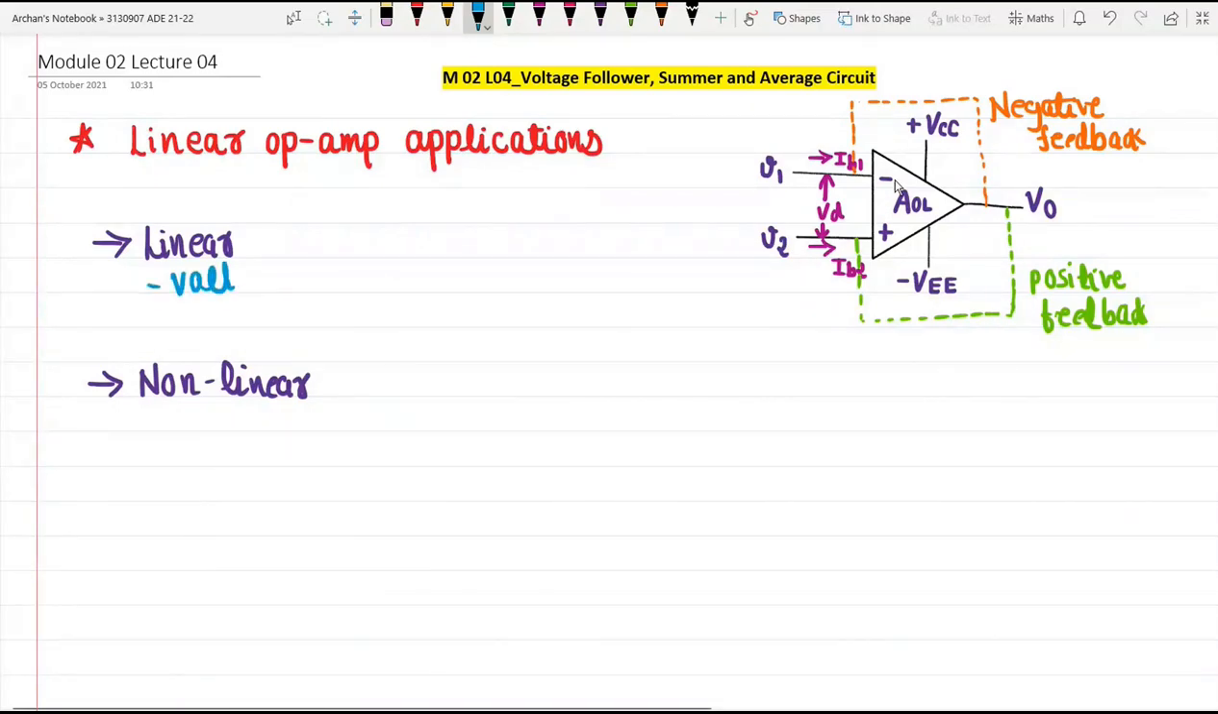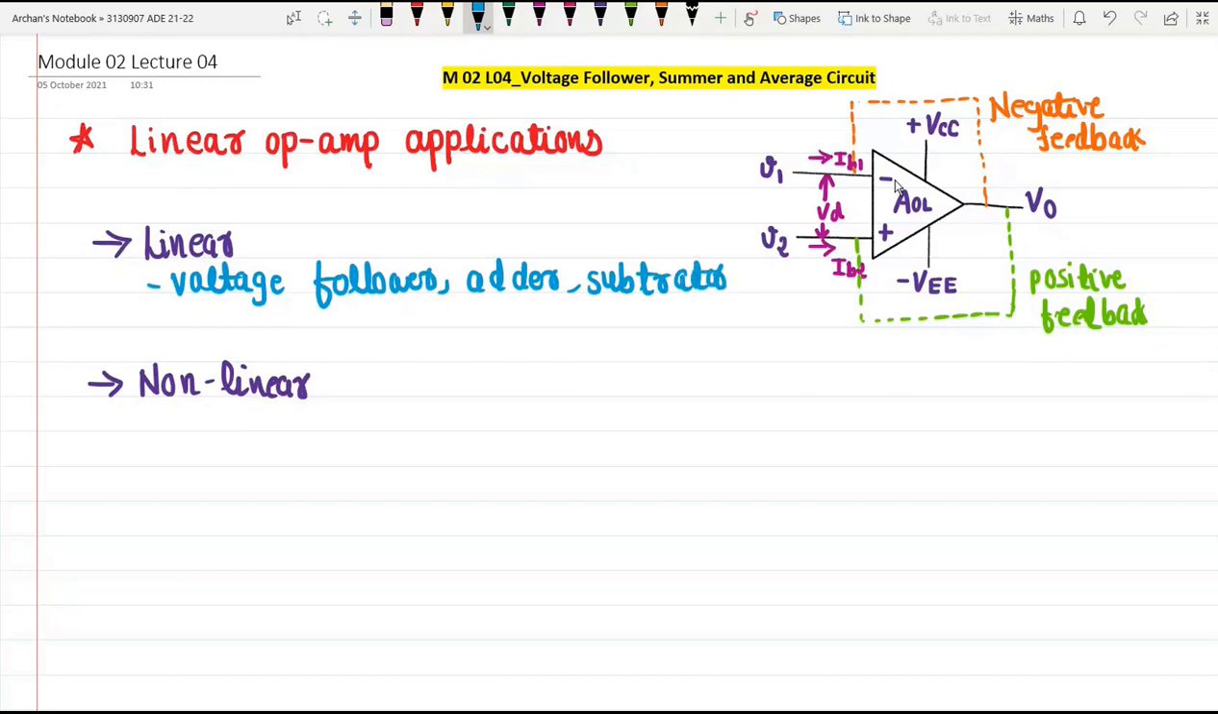voltage follower circuit, then adder, subtractor circuit, okay, etc. Right? Instrumentation amplifier is also there. Integrators are also there. Okay, integrators, differentiators. Okay, so these are some of the linear applications of operational amplifier.